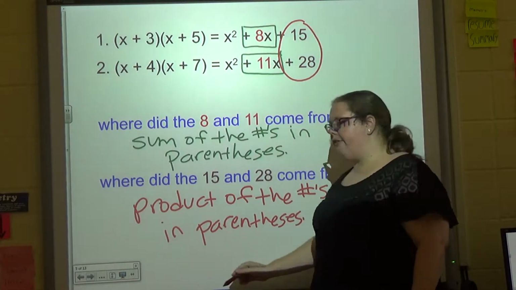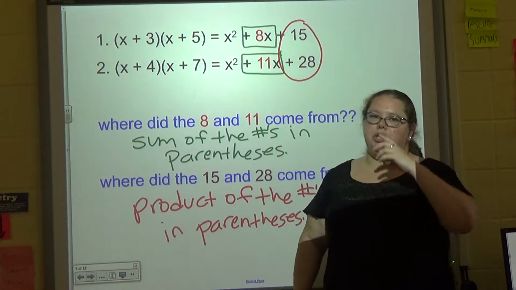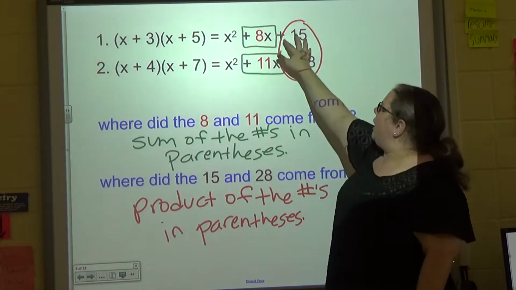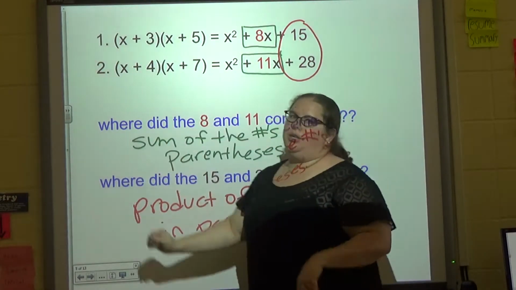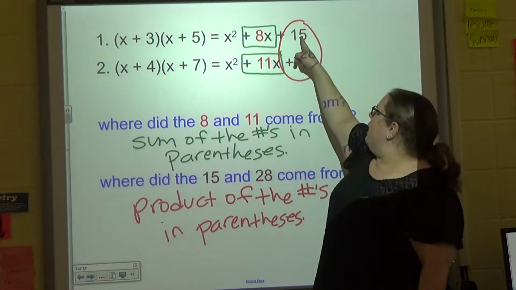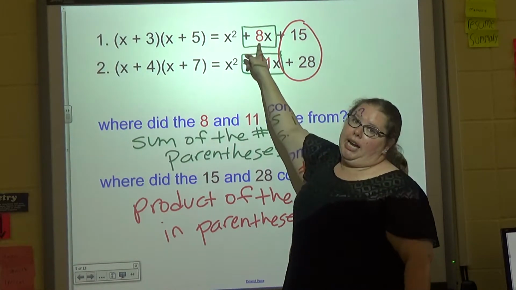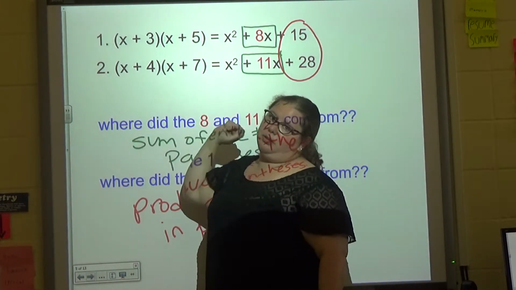And this is how we're going to factor. So what we're going to be doing today is I'm going to give you trinomials that look like these, and I want you to write them like this. So we're going to be using this idea that 15 is the product of those numbers, and 8 is the sum of the numbers. Okay?